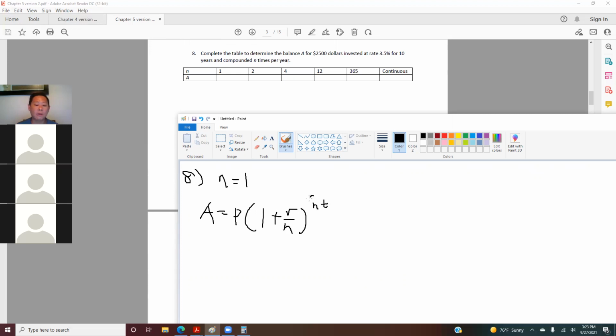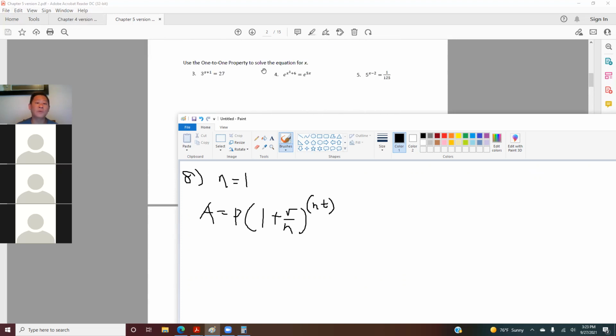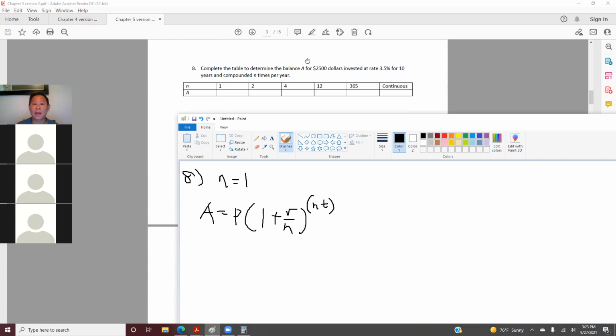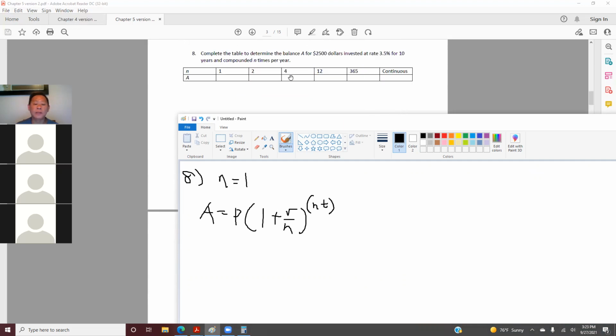And usually in your calculator, you need to put parentheses on this. I know that if you look at the formula, there's no parenthesis on the nt up on top, but you need to use parentheses in that case for your calculator. So in this case, the question is asking us to find A. This $2,500 is your principal, where you begin to invest. So you put 2,500 here. 1 plus the rate, which is 3.5%.